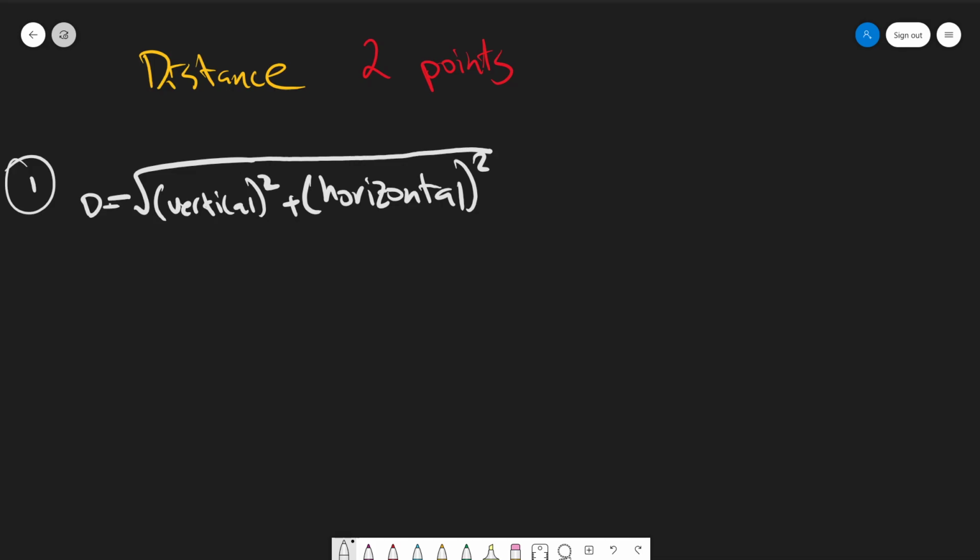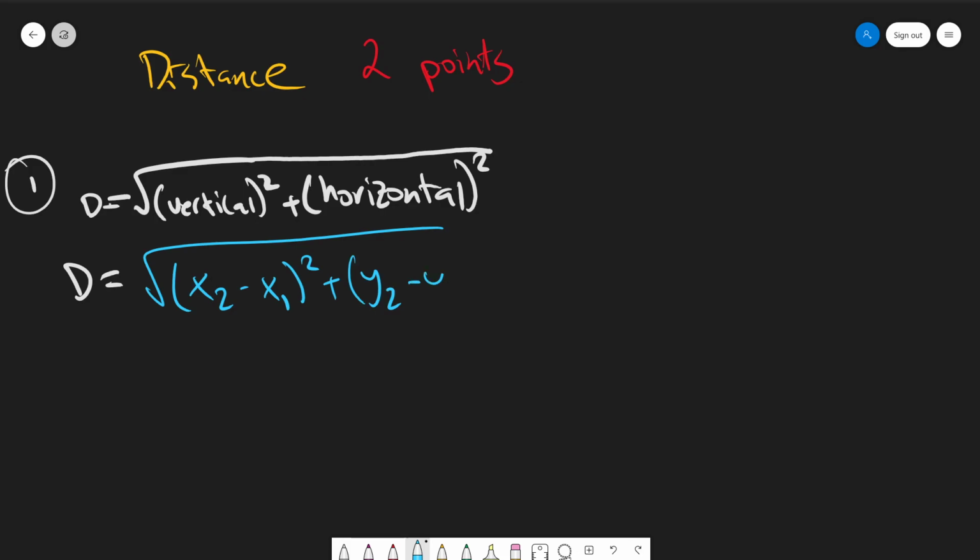If I wanted to write it mathematically, then it would always be subtracting my x's squared and then taking the difference of my y's squared, same thing, and these are the same formula. So there's number 1.